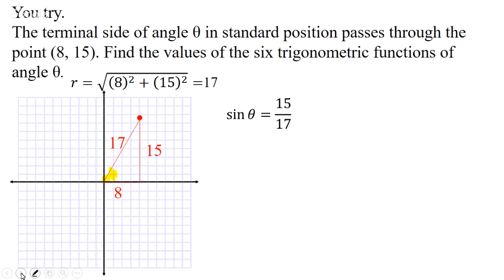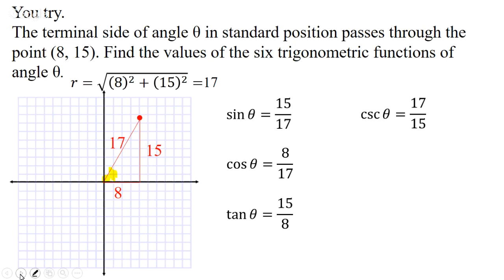Cosine is adjacent. Adjacent means next to. So next to the angle is 8, and my hypotenuse is 17, so cosine is 8 over 17. Tangent is opposite over adjacent, so opposite is across from, adjacent is next to, so 15 over 8 is tangent. Now I have to find my reciprocal functions. The reciprocal of sine is cosecant, and I just flip the fraction. The reciprocal of cosine is secant, so I just flip the fraction. The reciprocal of tangent is cotangent, so I just flip the fraction.